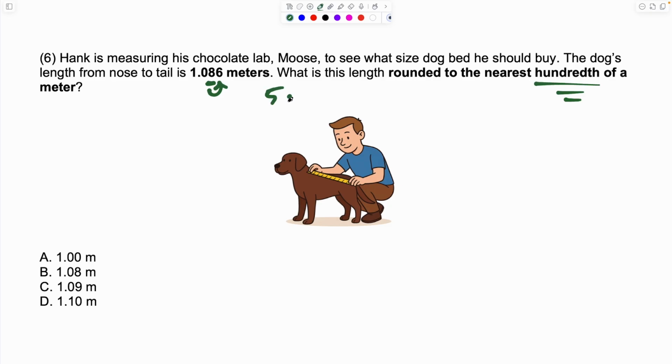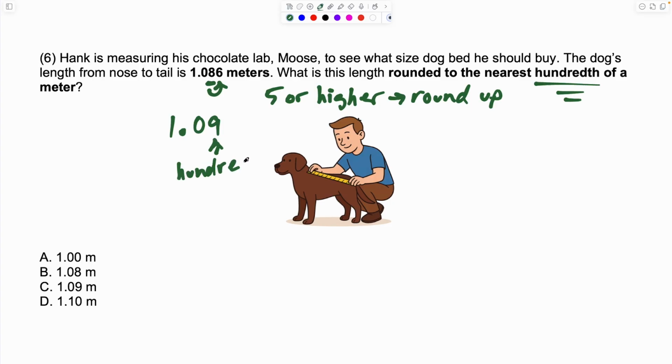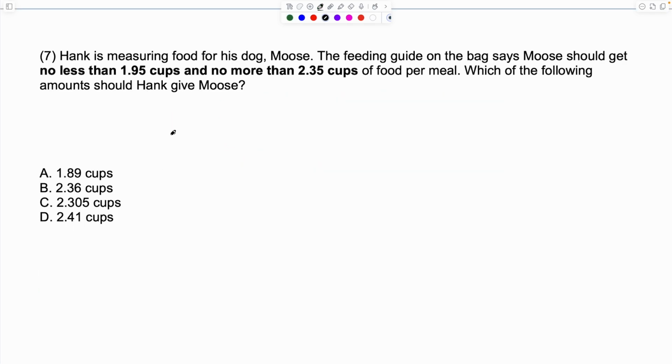And remember, when you're rounding and the number is 5 or higher, this tells us to round up. So we're going to round up, and in this case we get 1.09 because once again, we are rounding to the nearest hundredth. And notice that the 9 now is falling in the hundredths place. So choice C, 1.09.